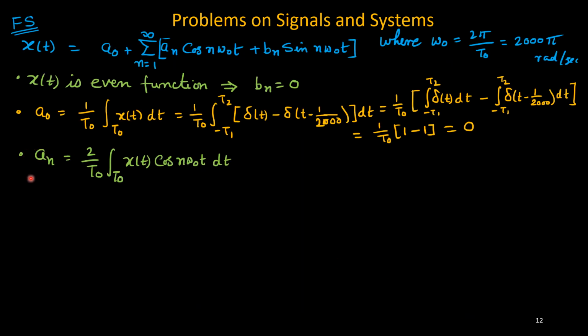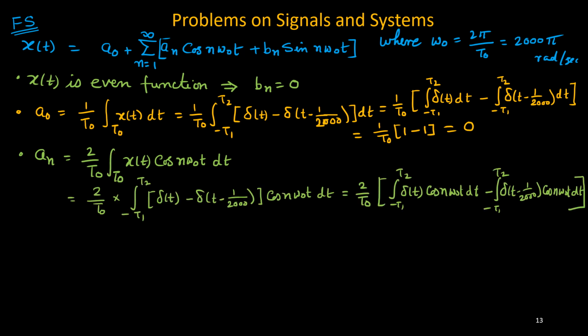Next, we need to find an. And an is given as 2 upon T0 times the integration of x(t) times cos n omega naught t dt. Right? And we need to integrate it over any one time period. So I'll consider this in the same way. This is 2 upon T0, with limits minus T1 to T2, and x(t) is replaced by delta t minus delta t minus 1 upon 200. We'll multiply by cos n omega naught t and then integrate.